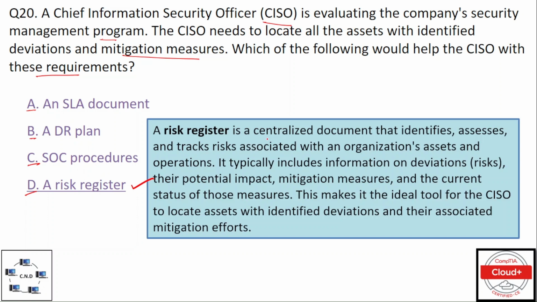So a risk register is a centralized document that identifies, assesses, and tracks risk associated with an organization's assets and operations. It typically includes information on deviations, that is risks, their potential impact, and mitigation measures and the current status of those measures. This makes it the ideal tool for the CISO to locate assets with identified deviations and their associated mitigation efforts.